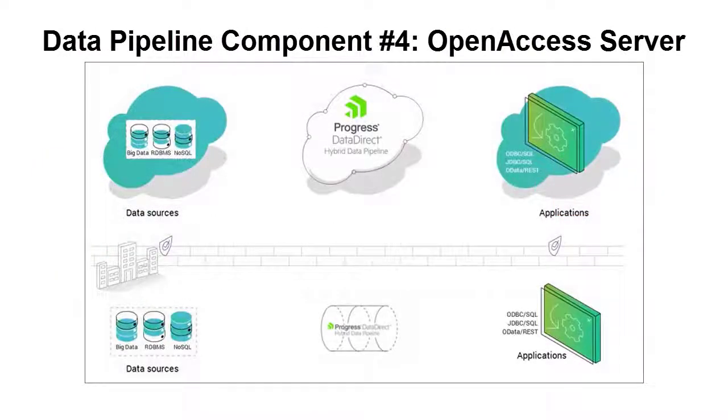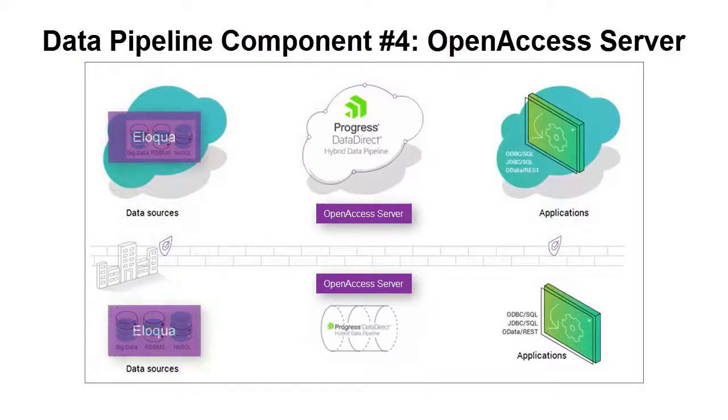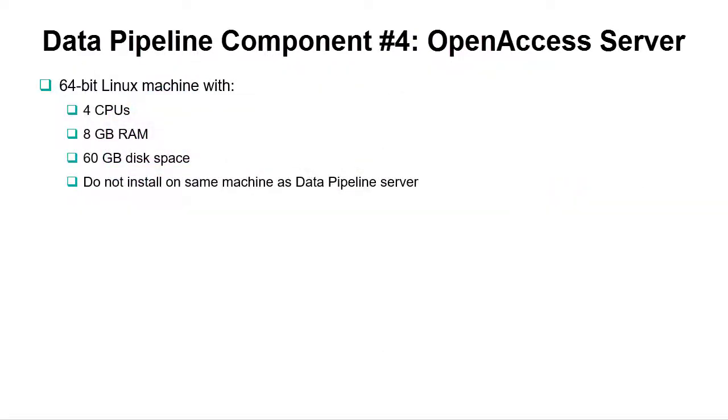The fourth component, the Open Access Server, is necessary only if you are using Eloqua as a data source. In the future, other data sources may also require an Open Access Server. Install the Open Access Server in a location that the Data Pipeline Server can access.